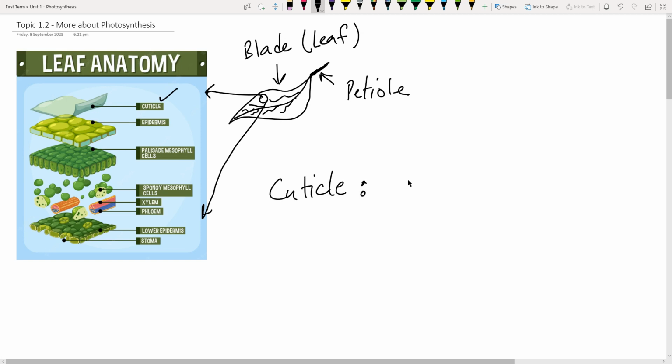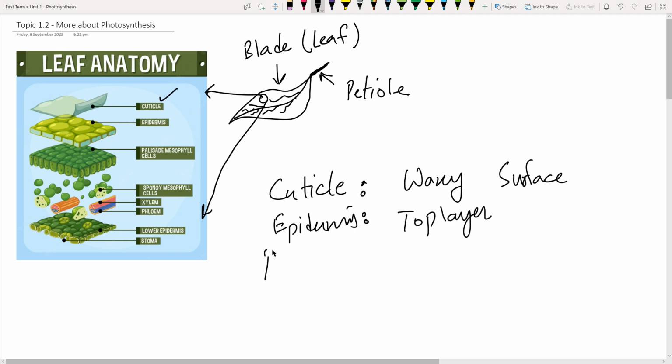Right, so this is the waxy, shiny surface of the leaf. Then we have the epidermis, which is a cell layer that is the top layer.